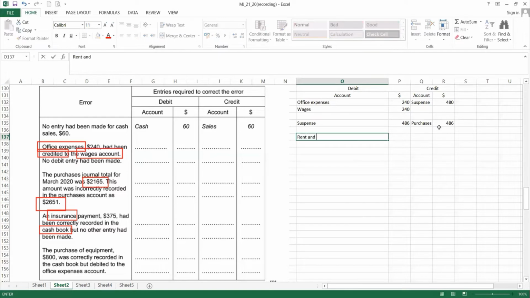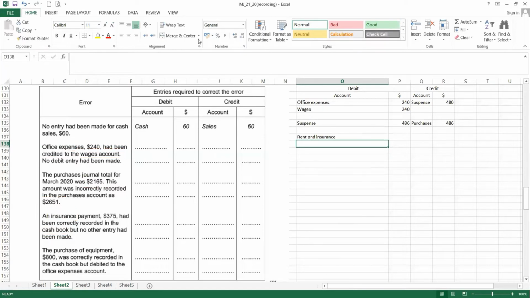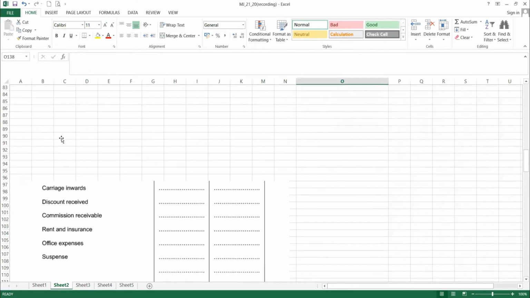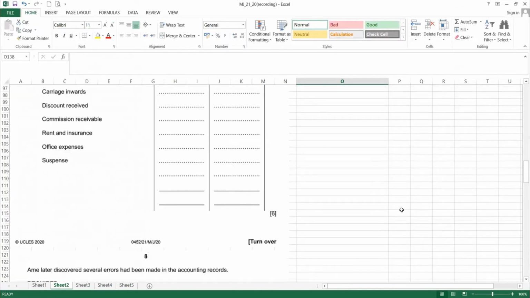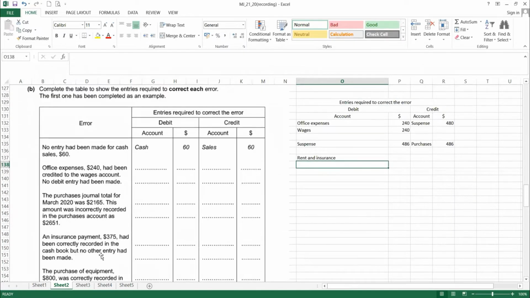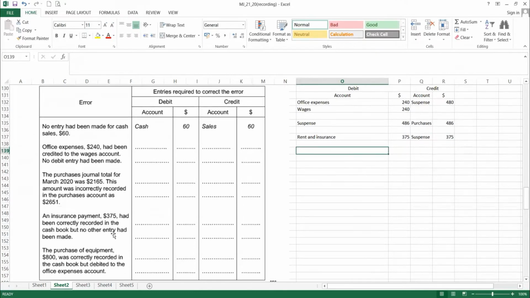Rent and insurance. Why I write rent and insurance? Because in the account on top, the account on top showing that here they put rent and insurance. So I record in the rent and insurance account 375. But because it's a one side, the cash book is correct, don't touch cash book, touch the suspend account, 375.